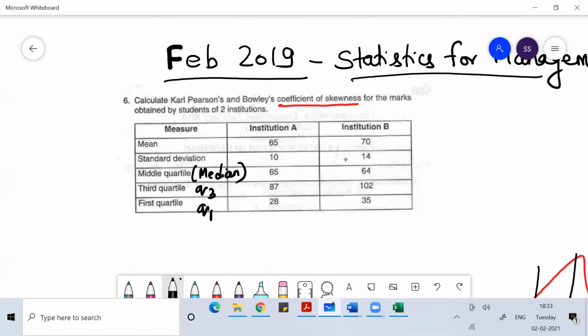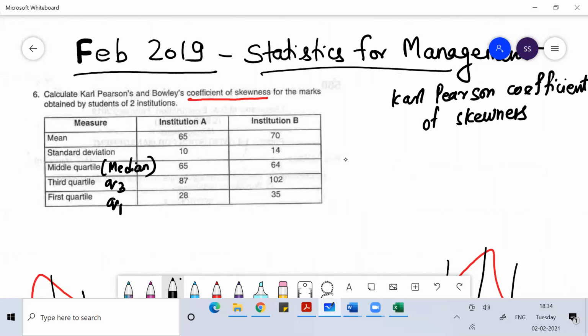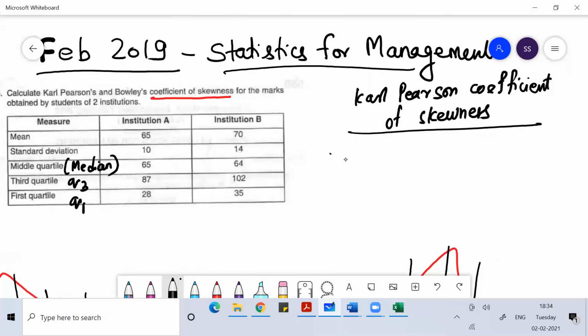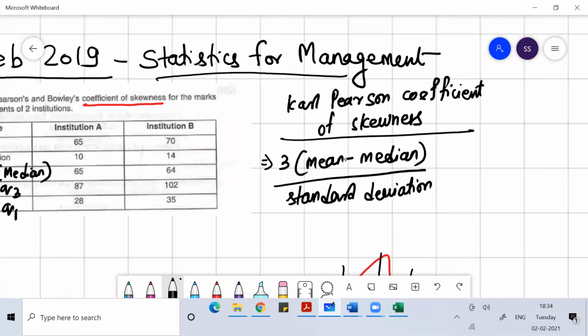Based on this data, you have to find the Karl Pearson coefficient of skewness. If you use the Karl Pearson coefficient of skewness, the formula is 3 times (mean minus median) divided by standard deviation. Use this formula, where the mean is given to you.